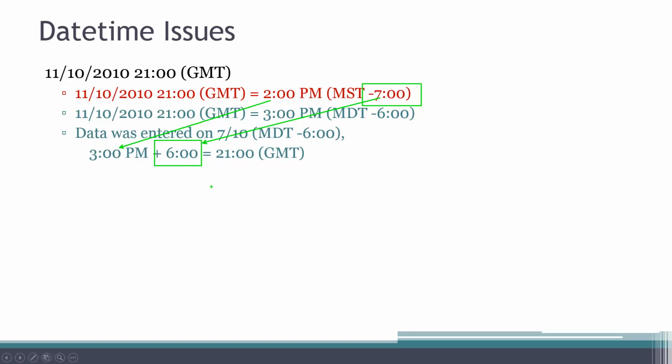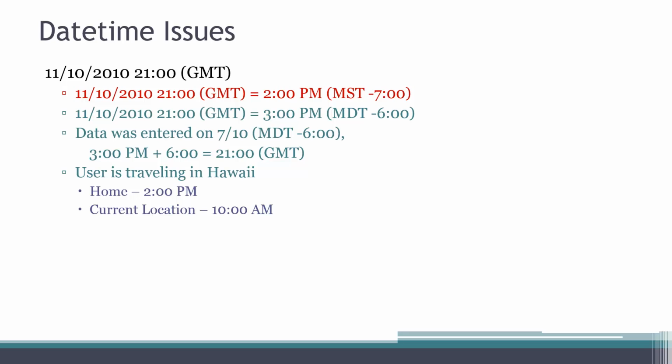I'm going to come back to this in just a second and give you a solution that one of our developers came up with that I thought was really clever. I'll do that in just a second. But I want to ask one other question first. That's, what if the user is traveling? So the user normally lives in the mountain time zone, but they're traveling in Hawaii.